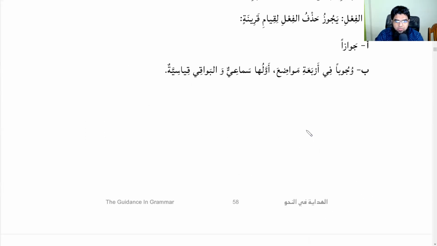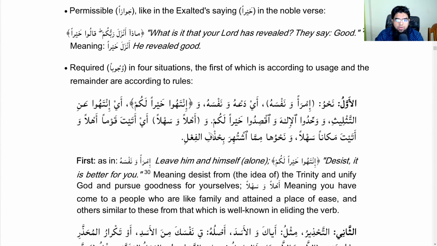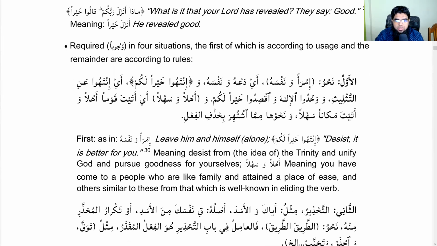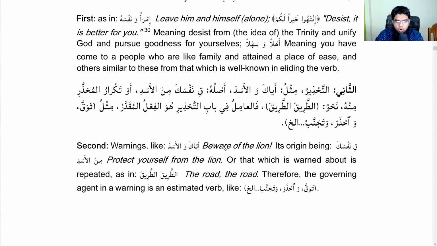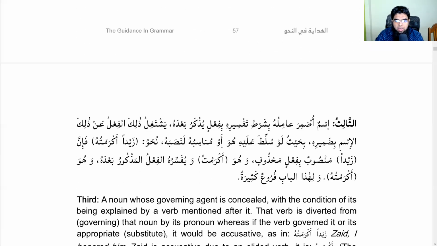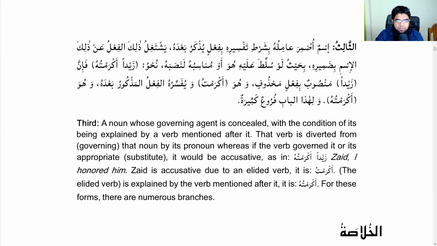And what are the three places, just for review? The first place was when you're saying imra'an wa nafsa, according to the usage, intahu khayrul lakum. The second was tahdhir, when you're warning someone, al-asad, al-tariq. And the third one was ismun udmira amilu bi sharti tafsirihi. Zaydan akramtuhu: you use zaydan as maful bihi, and then you bring akramtuhu later on. Here you cannot say zaydan is the maful of akramtu because the pronoun is taking its place. So we said there's a verb hidden here. Just some technical stuff.